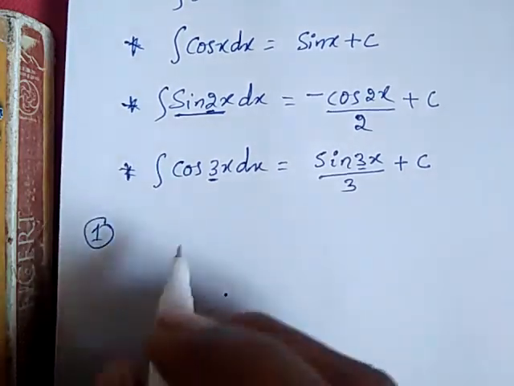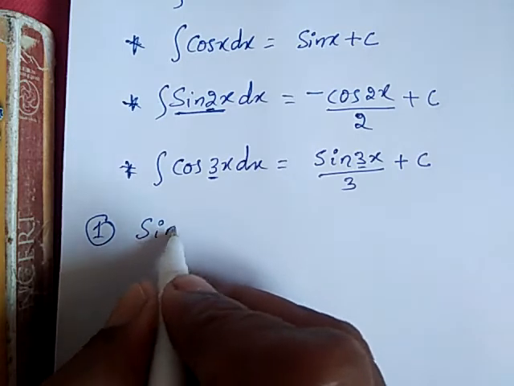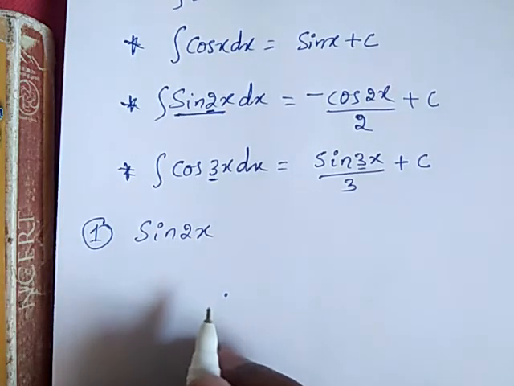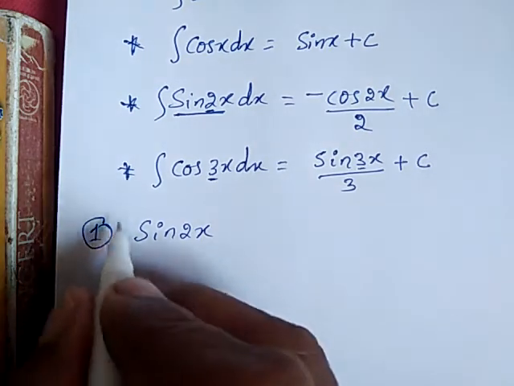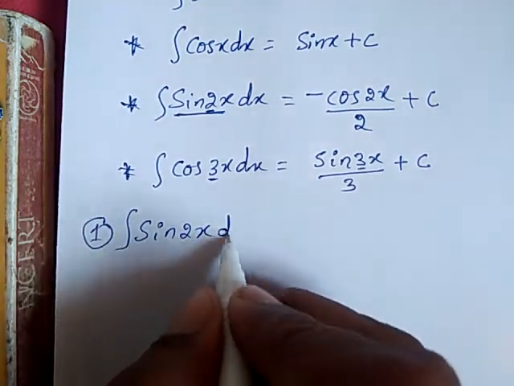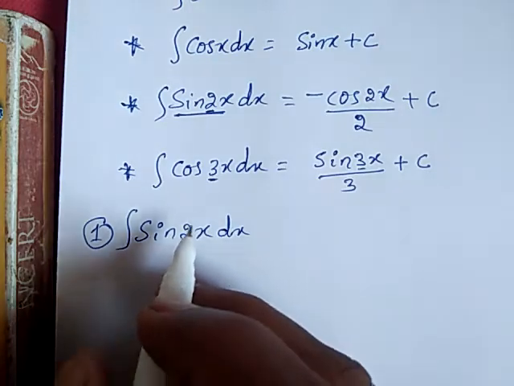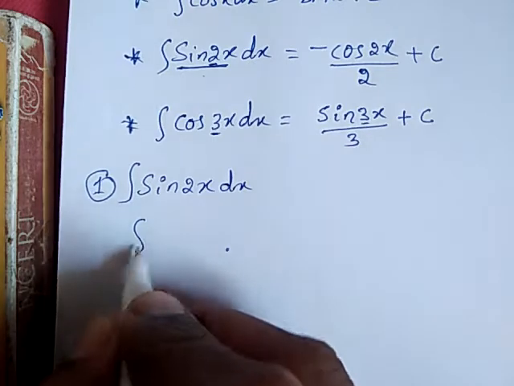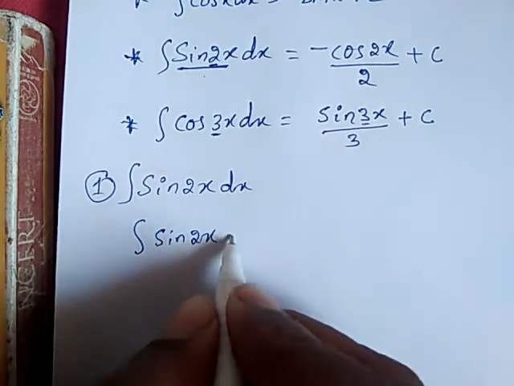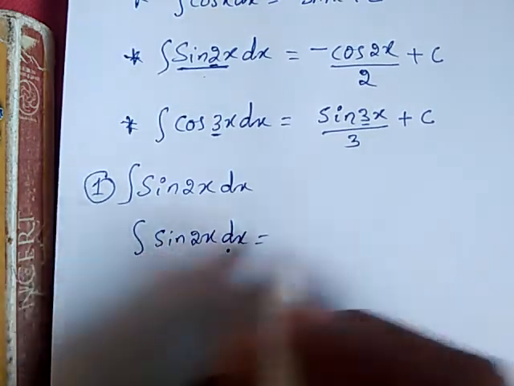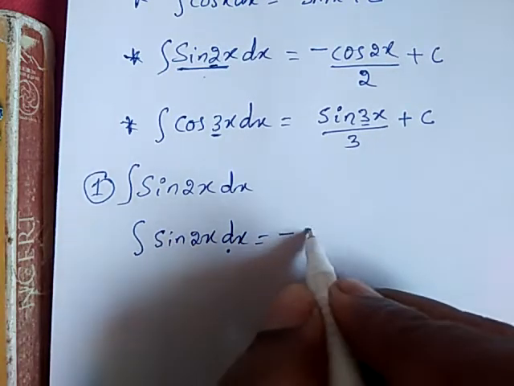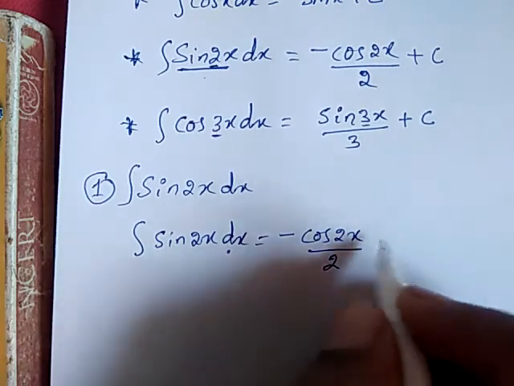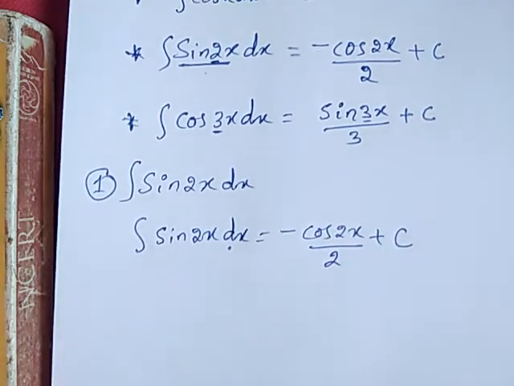Exercise first question is sin 2x. We need to find the integral or antiderivative of the given example. Integration of sin 2x dx, we have already solved just now. Integration of sin x is minus cos x, so minus cos 2x divided by whatever number is there, that 2 we have to write, plus c. See how simple it is.